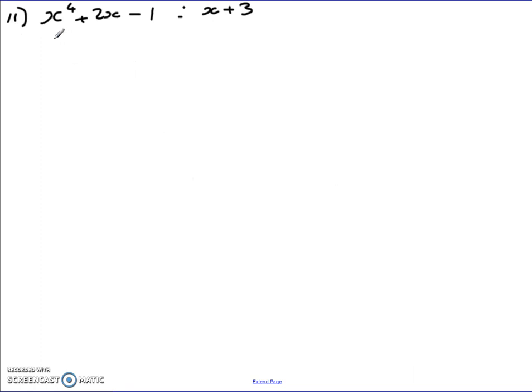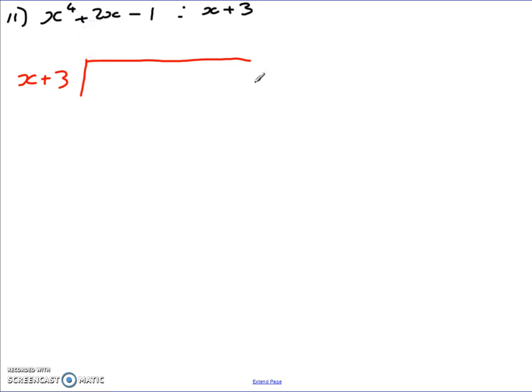Our second example was x to the power of 4 plus 2x minus 1 divided by x plus 3. Again, set it up the same way. So we get the same layout. Our x plus 3 is doing the dividing, it's outside, and this goes underneath. Now, one thing to notice, I said to you in the previous example, look at the powers. They should be in descending order. Well, this is x to the 4 plus 2x minus 1. So yes, it is in descending order, but there's no x cubed and there's no x squared term.